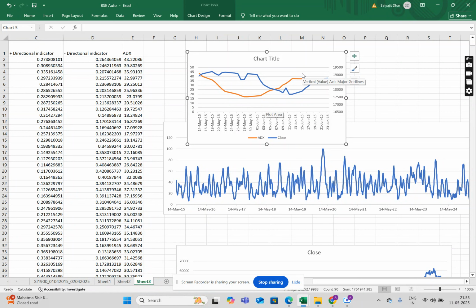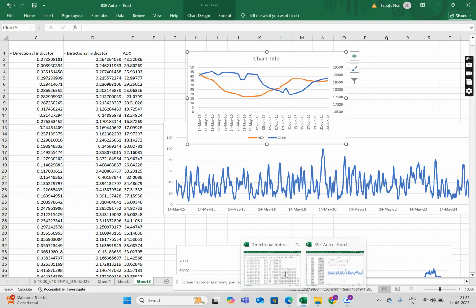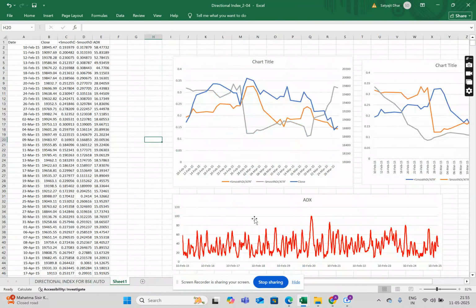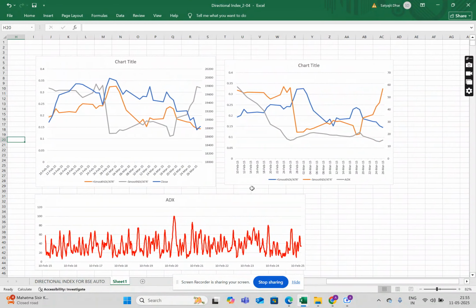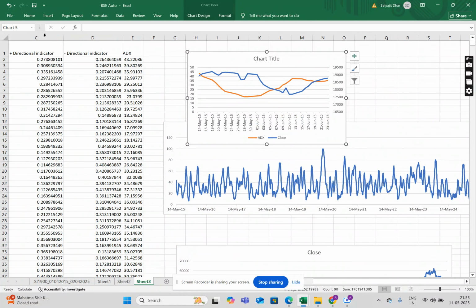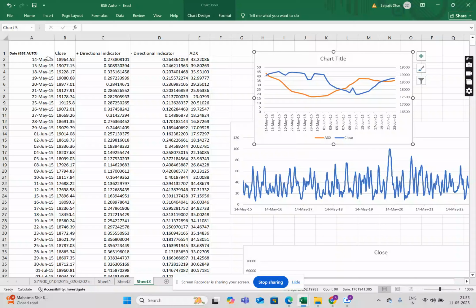Okay, so I will just repeat the interpretation. If ADX is more than 25, it indicates a strong trend, and if ADX is less than 25, it indicates a weak trend. And you can also do other kinds of analysis. So we can show the smoothened... directional indicator is obviously smooth. So without the closing price, we can also show the directional indicators as well as the ADX on the same graph. So let me just show you that.